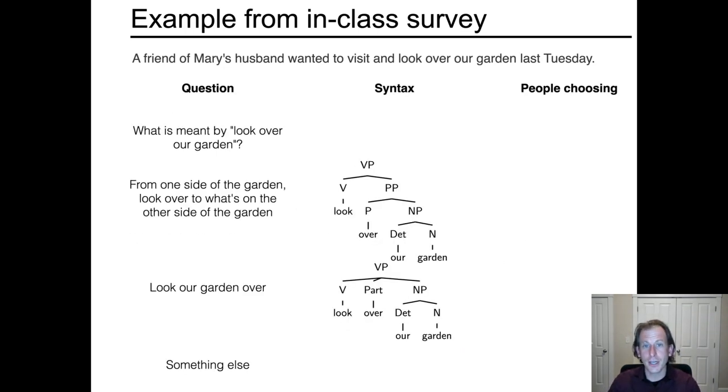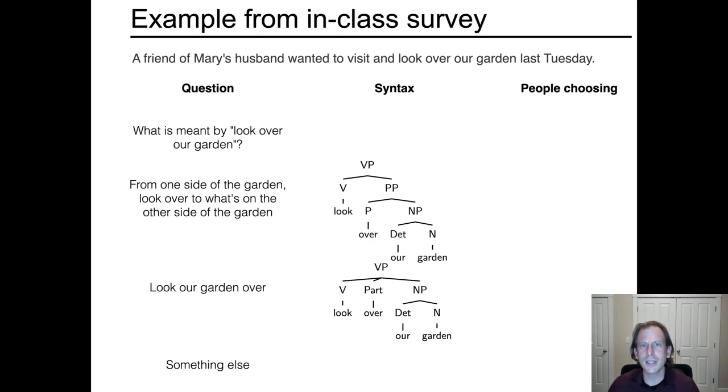And this is really interesting, because it turns out there's quite different syntax in these two cases. One possibility is that it might mean that I'm on one side of the garden, and I look across the garden to the other side. This is literally, where am I looking? I'm looking over our garden. The other possibility is that the person wants to look the garden over.